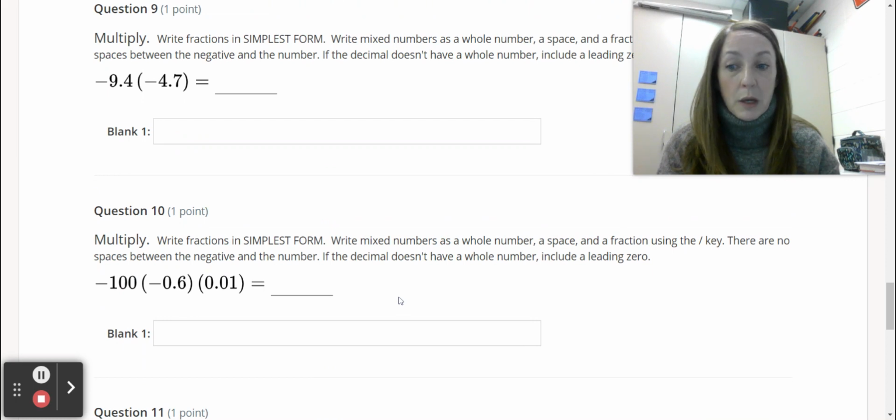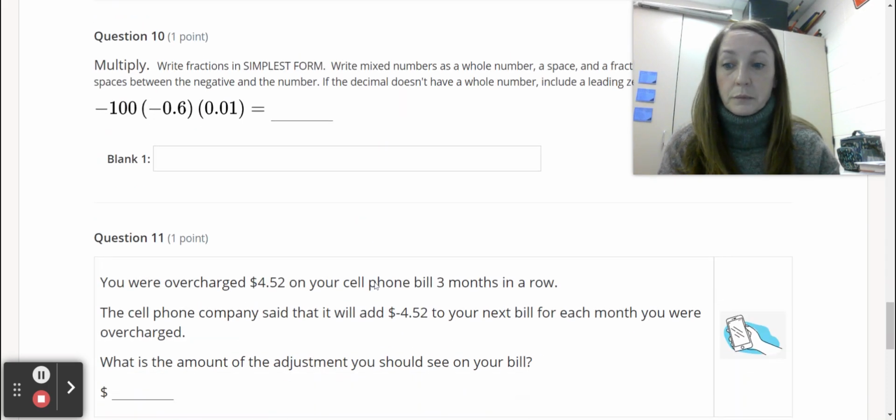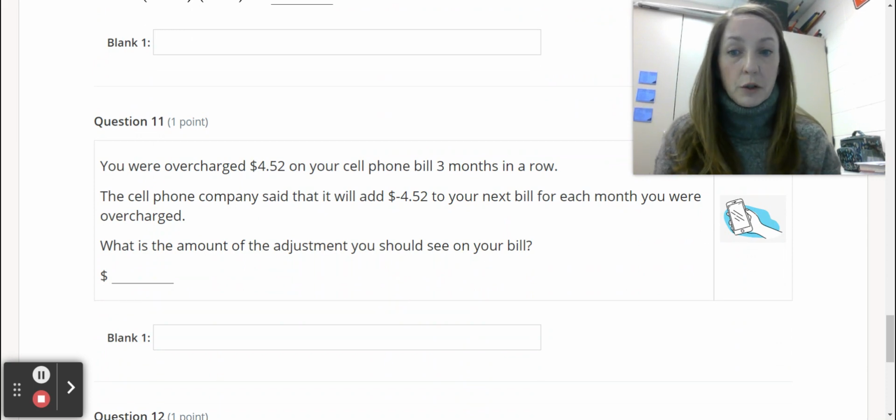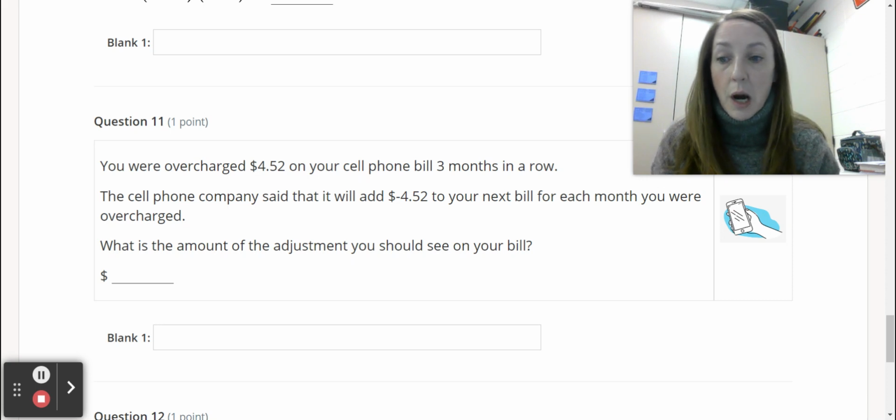Question 10 is also multiplication. There is no sign. Since you're multiplying 3 numbers, start with 2, get your answer, and then multiply by the third. Question 11 says you were overcharged $4.52 on your cell phone bill 3 months in a row. The cell phone company said that it will add a negative $4.52 to your next bill for each month you were overcharged. What is the amount of the adjustment that you should see on your bill?